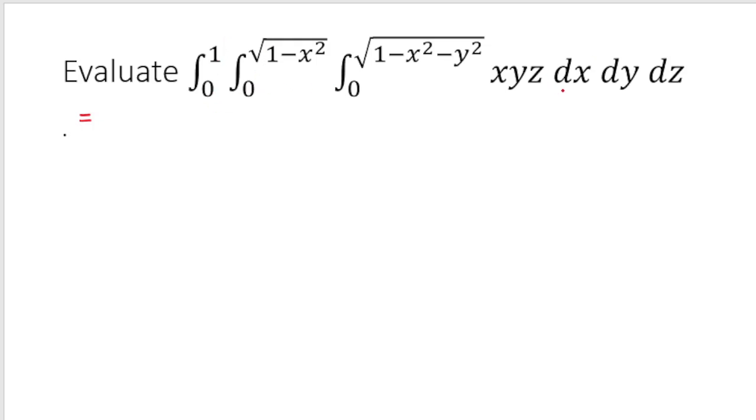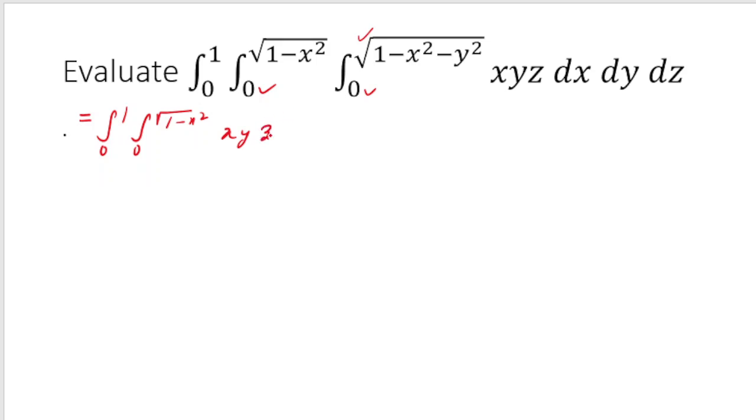So even though it is written dx dy dz, we will integrate it in the order of z first, because this is the limit of z, and then with respect to y, and then finally with respect to x. So I'm going to write directly the solution. I'm not going to copy the problem. So 0 to 1, 0 to under root 1 minus x square, and first we have to integrate with respect to z. So xy will be a constant.